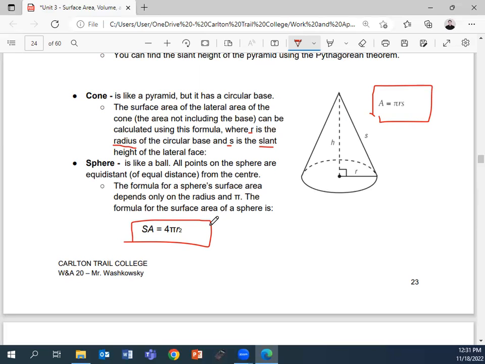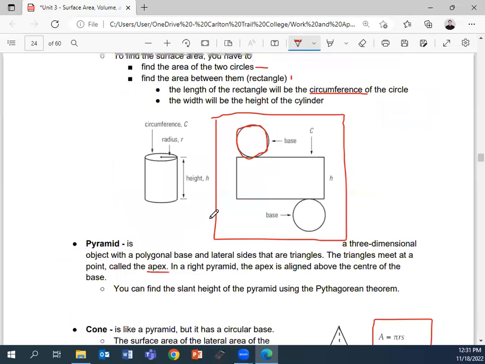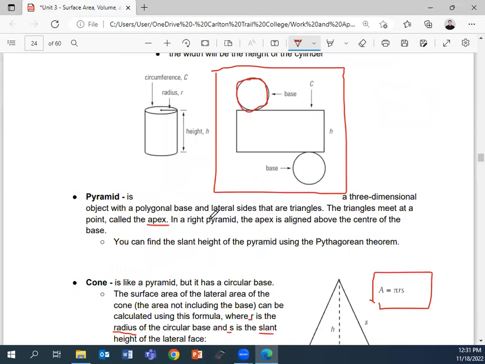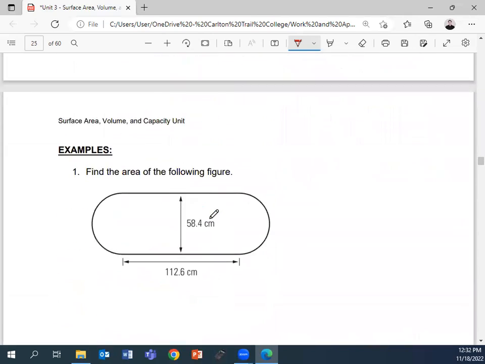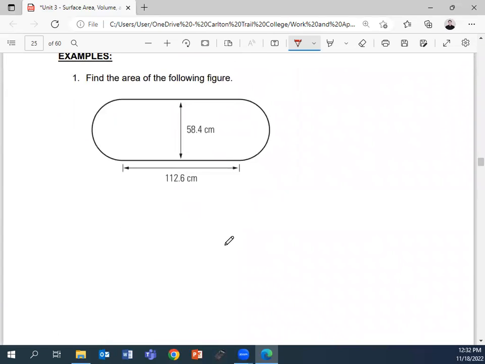We have our cone and we have our sphere formula. Pyramid and cylinder is nothing new to us, which we'll see soon. So first off, we're going to start off with something we've kind of been doing before. Anyone remember what type of shape this is called? Starts with a C. It is a compound shape.